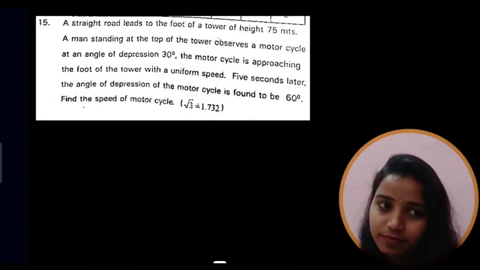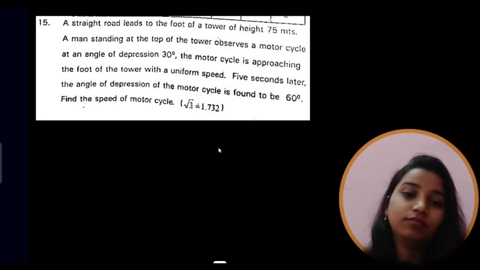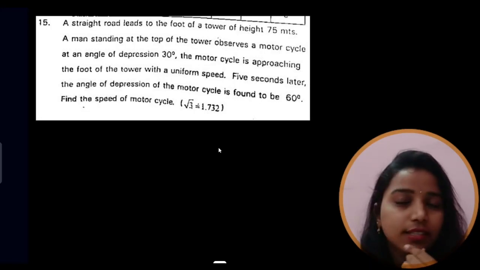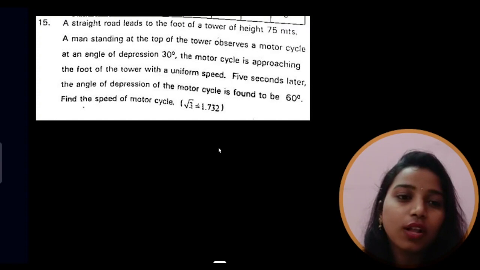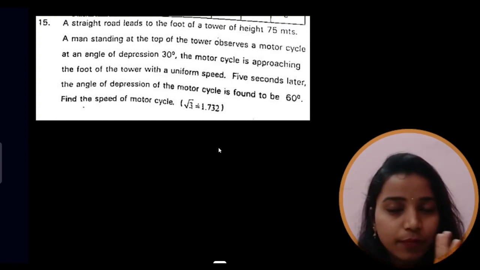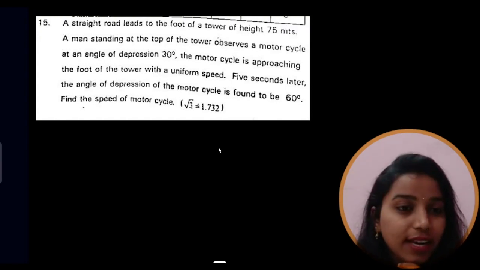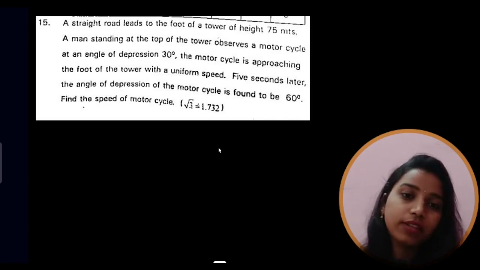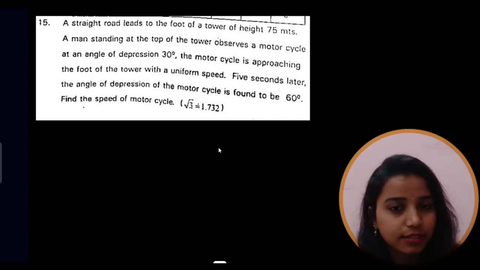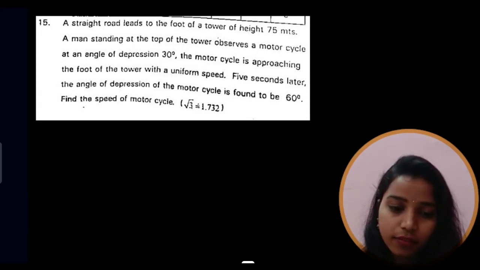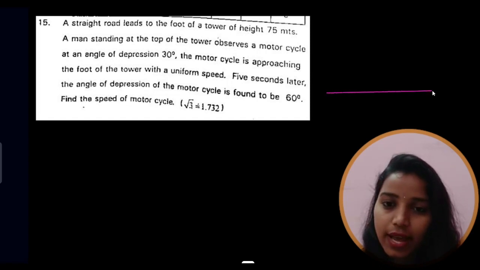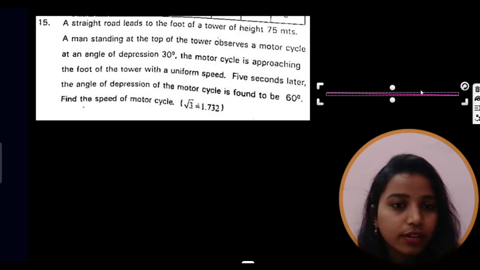Right? Now, we have a question. It's a lengthy question, so don't panic. Just read the whole question peacefully. First, a straight road leads to the foot of a tower of height 75 meters. Okay, that's fine. While reading, we can draw the diagram.